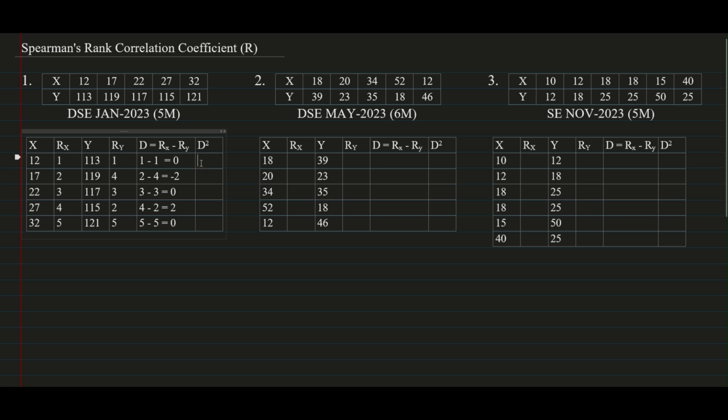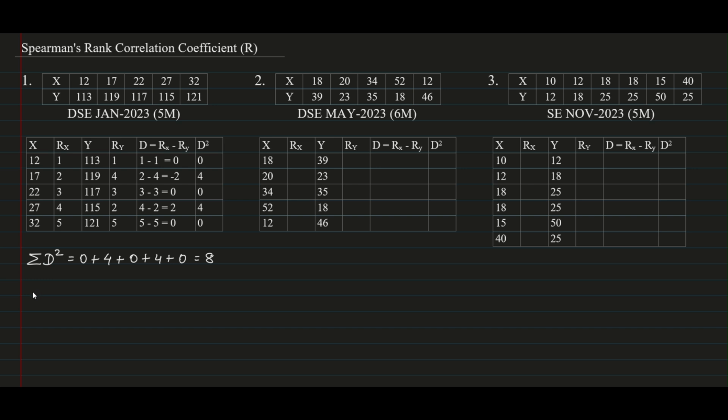Once we calculate the difference, we are supposed to square them. Square of 0 is 0. Square of minus 2 is 4. Square of 0 is 0. Square of 2 is 4. Square of 0 is 0. After we calculate the squares of the differences, we are supposed to calculate the summation of d square, which is nothing but 0 plus 4 plus 0 plus 4 plus 0, which is nothing but 8.